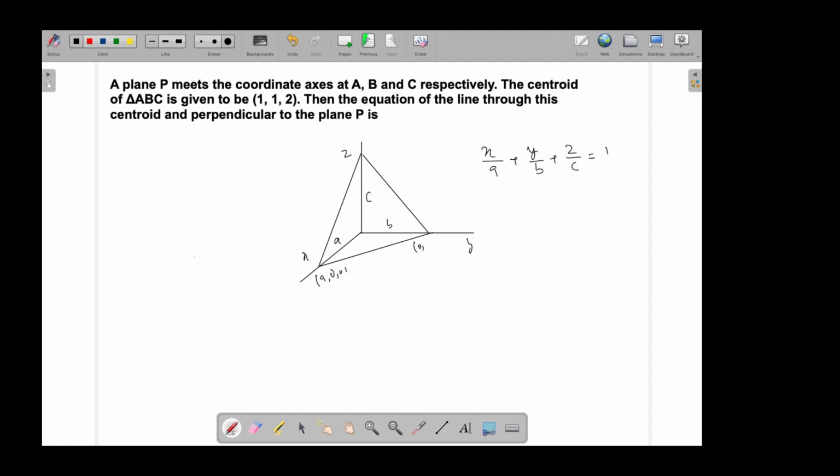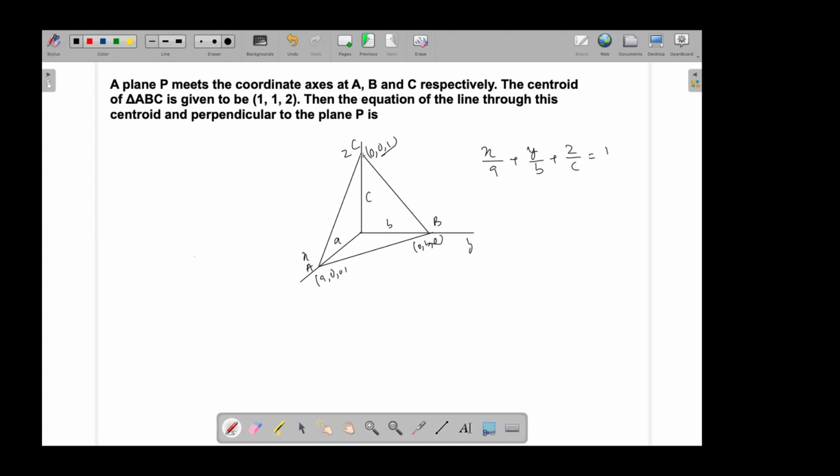And we know that the coordinates here would be A, 0, 0. Here it will be 0, B, 0. And this will be 0, 0, C. This is A, this is B, and this is C. So a triangle is being made out of it, and the centroid of this triangle is given as 1, 1, 2.